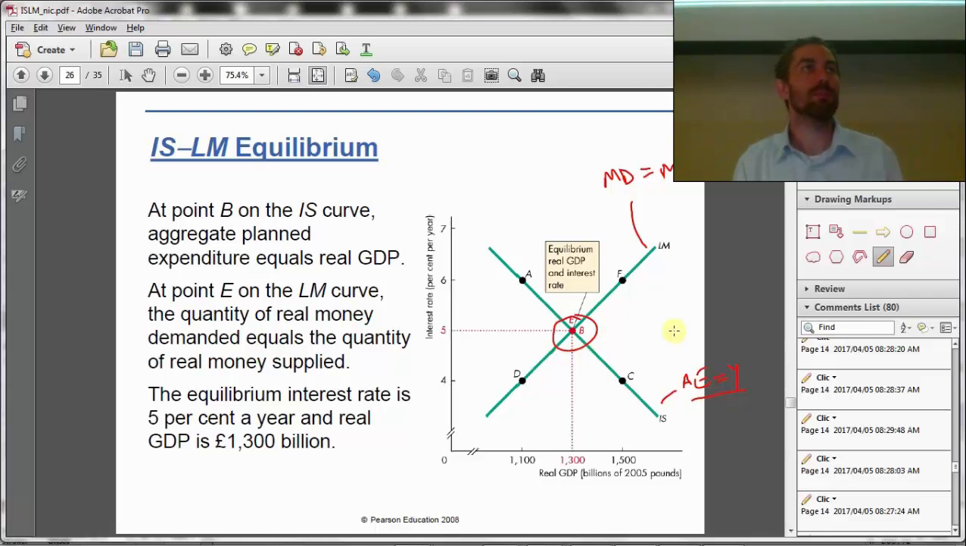That's pretty cool. That means if we change something in the money market, it's going to have some effect in the aggregate goods market. If we change something in our goods market, it has some effect on the money market. How is it going to affect them? Well, we can use this diagram to see how those two things will affect each other.